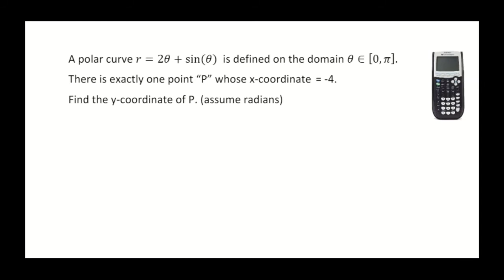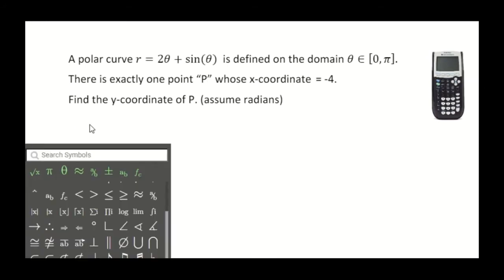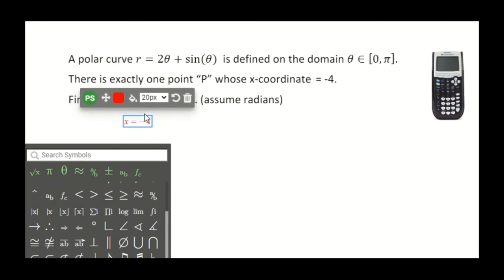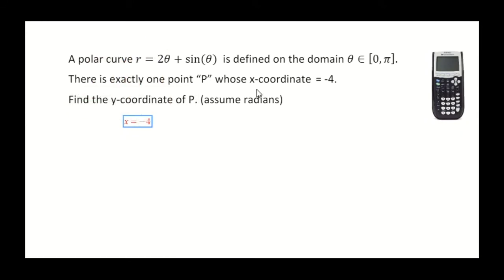Okay, so let's break this down. First of all, we know that the x-coordinate is -4, so I'm going to write that down. So x equals -4. Now, the tricky part here is we've got a function that's in polar form. So what we need to do is convert this statement to polar form and use it to find the y-coordinate. And I'll show you how that works. So let's convert this to polar form first, and that is x is equivalent to r cosine theta.